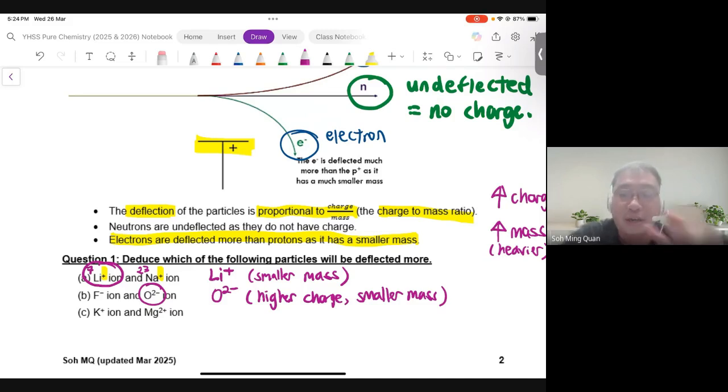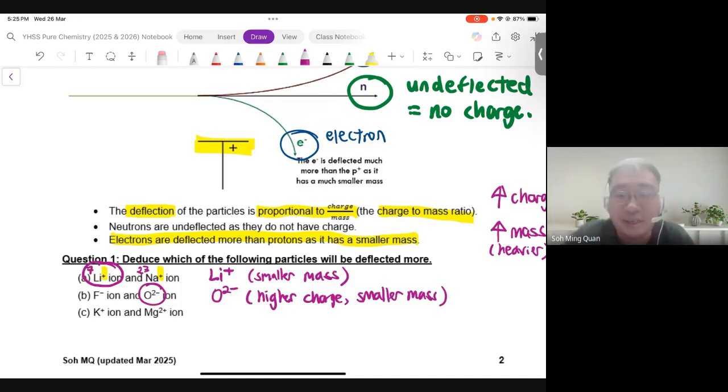Okay, so usually we will give you questions whereby it's quite straightforward. It's quite clear one ion will be deflected more than the other. Of course, Leon, you're asking which ion will deflect more if one ion has higher charge, but the other one has lower mass. That is a more ambiguous situation. So usually we will have to do the experiment to find out.